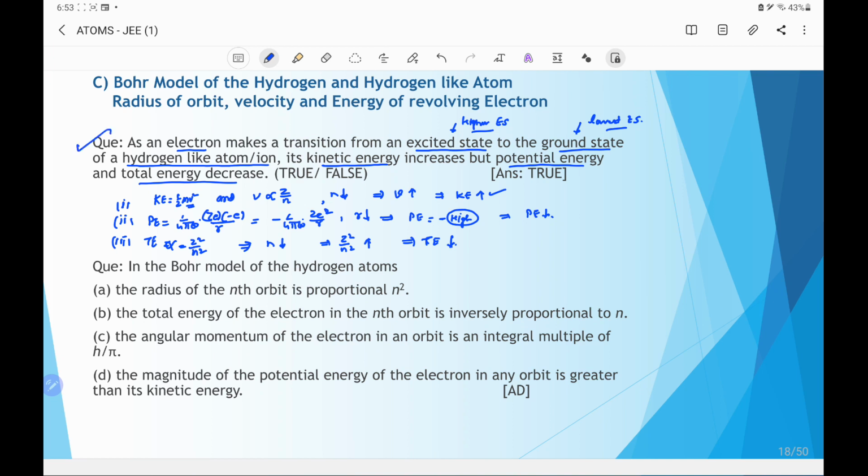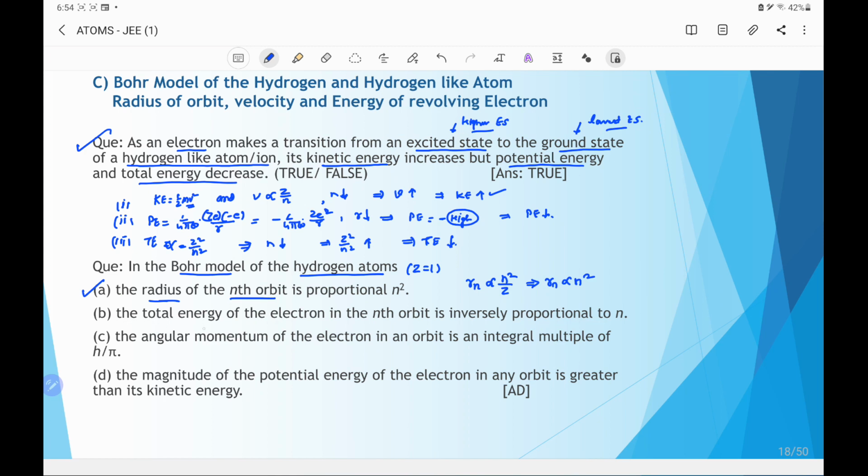Second question is, in the Bohr model of the hydrogen atom, which has atomic number 1, the radius of the nth orbit is proportional to n square. We know that Rn is proportional to n square by Z, and Z is 1 for the hydrogen atom. So this implies that Rn is proportional to n square. So statement A is the correct statement.